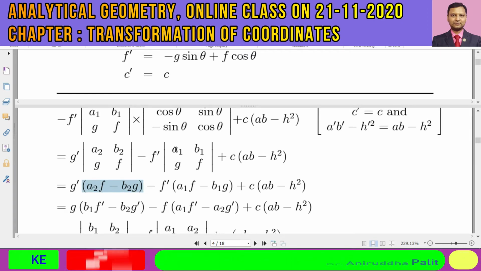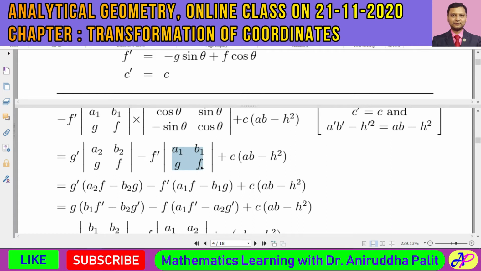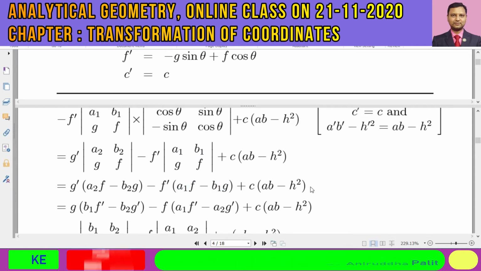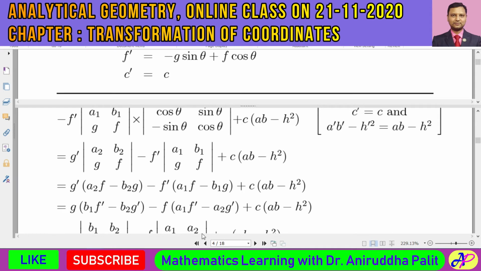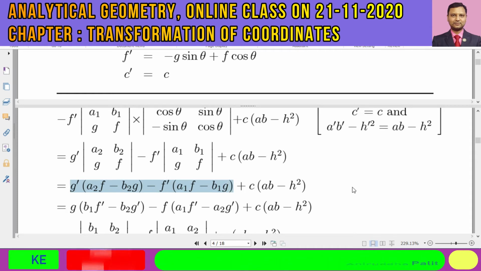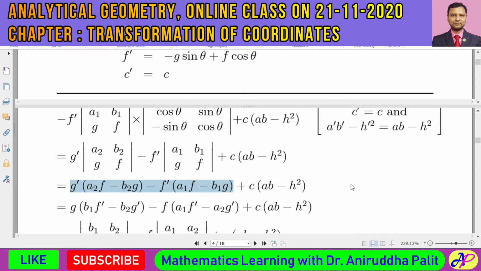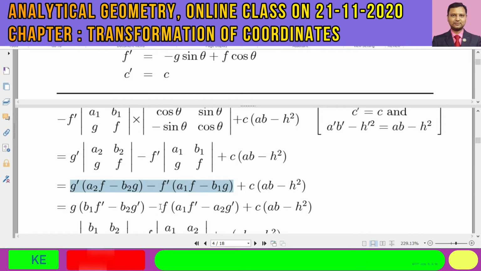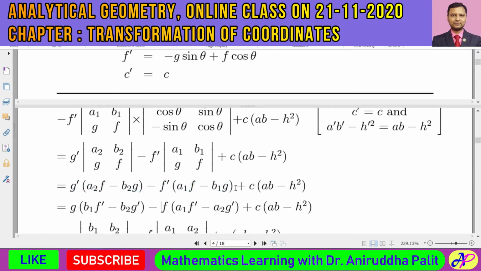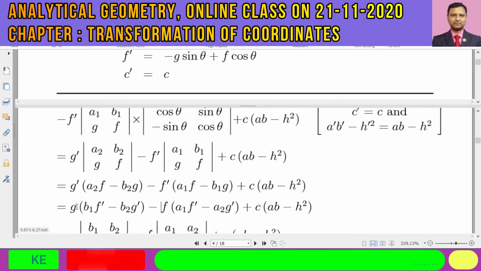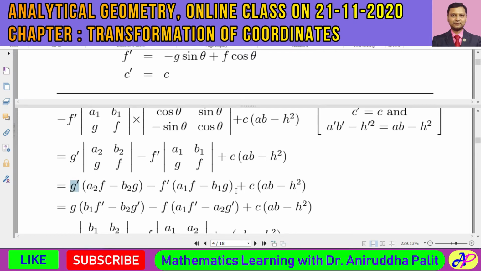Similarly, the coefficient of f prime would be a1 into f plus b1 into g. So we have this kind of expression. Fine. Now what we are doing over here, from this expression we are trying to extract the coefficient of g, not g prime. Okay, we are trying to extract the coefficient of g and the coefficient of f. We are trying to convert the entire expression in terms of f, g and c. And that's why over here, in place of g prime, we are trying to extract the coefficient of g. How to extract the coefficient of g?